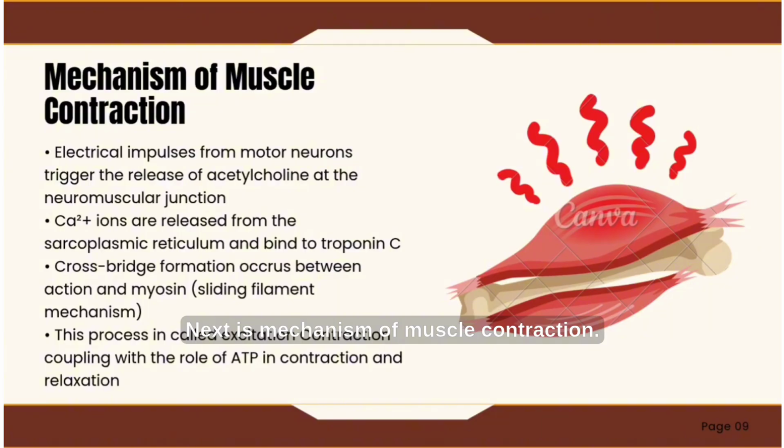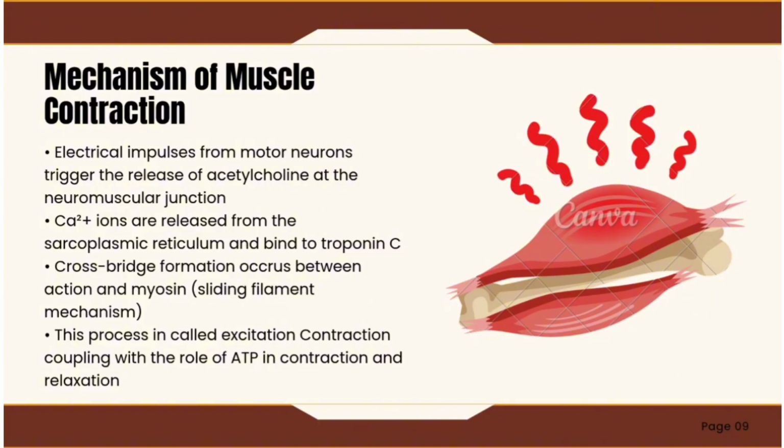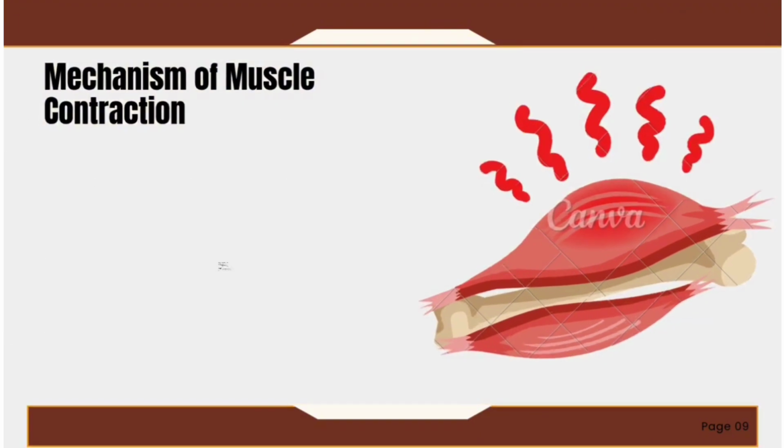Next is mechanism of muscle contraction. Electrical impulses from motor neurons trigger the release of acetylcholine at the neuromuscular junction. Ca2+ ions are released from the sarcoplasmic reticulum and bind to troponin C. Cross-bridge formation occurs between actin and myosin, the sliding filament mechanism. This process is called excitation-contraction coupling, with the role of ATP in contraction and relaxation.